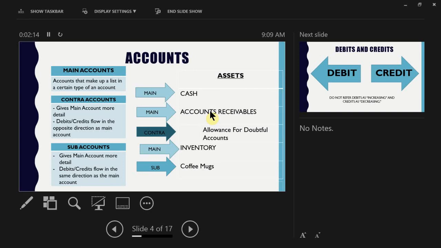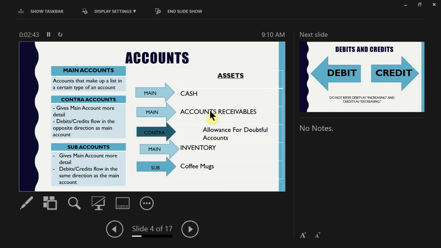It's a broad title, okay? And as we create sub accounts, what the sub accounts do is give more detail to the main account. So again, for example, chapter one could be the introduction to accounting.